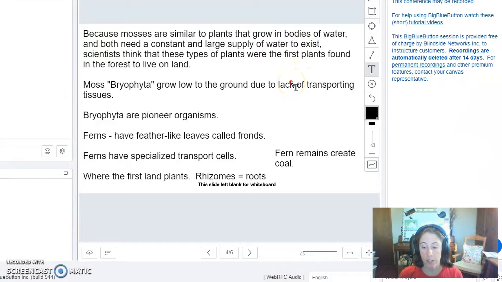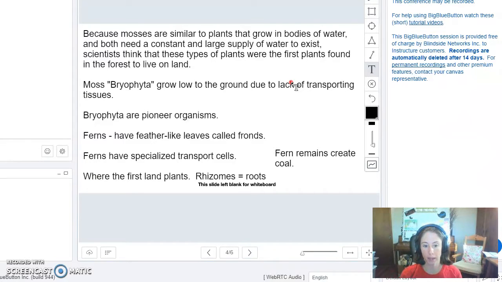Ferns have specialized transport cells, unlike mosses. So mosses didn't have those transport cells, and ferns do. Ferns are considered the first land plants, meaning that they were not derived from water or did not come from plants that were in water. So with mosses, mosses are believed to be plants that were derived from plant-like organisms in water, such as algae or seaweed.